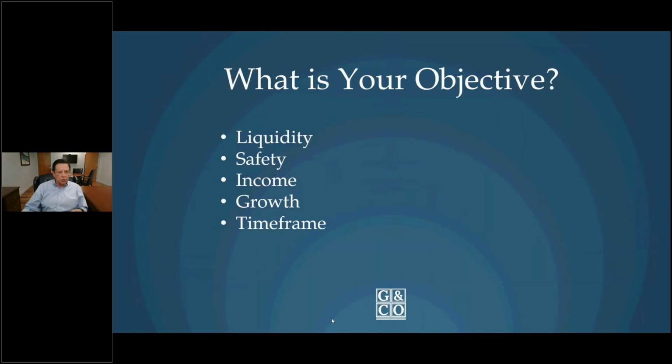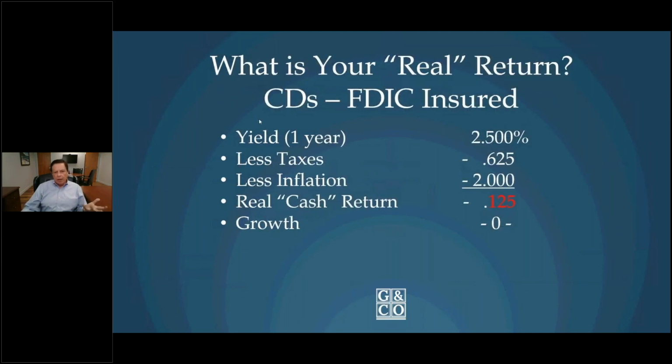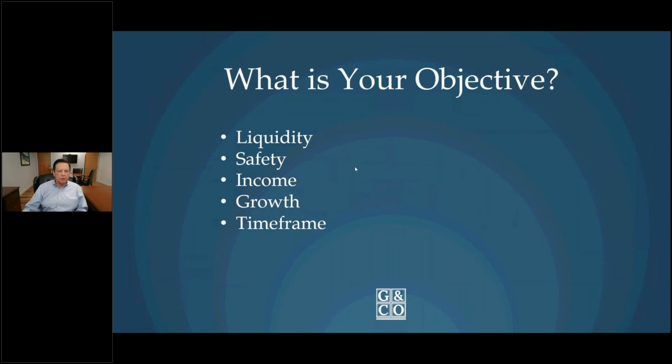Well, if your objective is liquidity, then of course you're looking at non-inflationary items like CDs and cash. Safety, same scenario. Income, well, you might be looking at higher risk bonds, dividend paying stocks. Growth, obviously stocks. And what's your time frame? So let's look at real returns on a couple of things. First one, right now, FDIC insured CDs, you're probably looking at 2.5%. You pay some taxes. If inflation were 2%, your real return is actually a loss of about 1/8 of a point. I use the 2% because that's the target. You plug in the number that you think is correct.